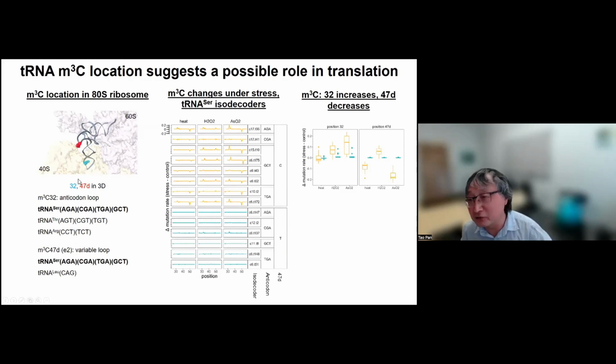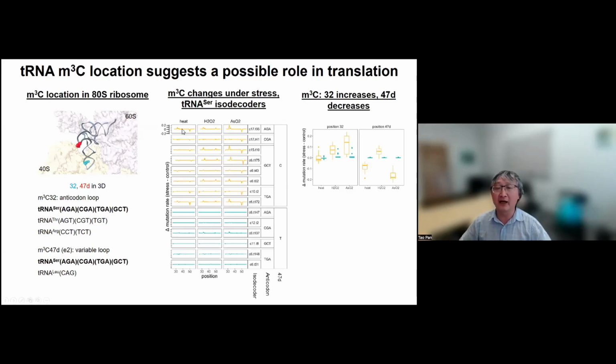If you look at it, there's a cryo-EM structure with a serine tRNA in it. This 47D modification is actually between the 2 subunits, between the 40S and the 60S subunits. So it's suggesting this modification will do something interesting, but very distinctly from the M3C32 modification, which, of course, in the anticodon loop is going to affect decoding a great deal.